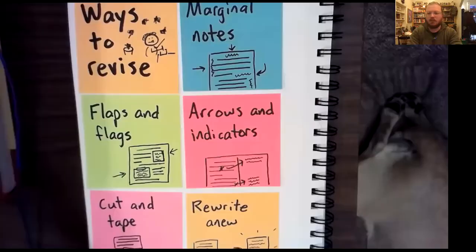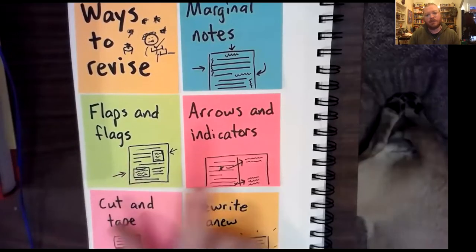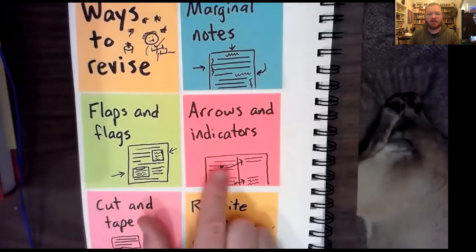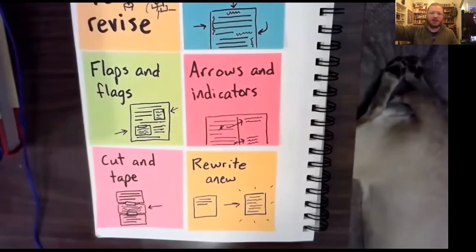Another thing that you could consider doing is thinking about, I don't know if flaps and flags will work in our digital writing, or if individual arrows and indicators could work. But I think there could be a version of cutting and taping.